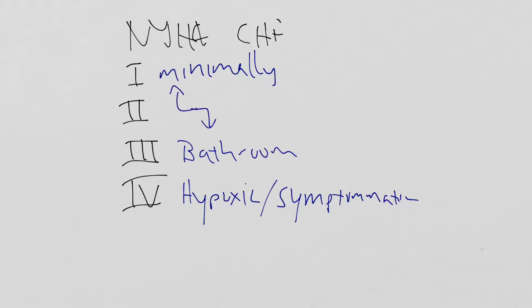So with regards to your disposition, typically Class 1 and 2 can be disposed home. Class 4 will be admitted. And then Class 3 is generally admitted unless you can get them to Class 2, in which case they can be discharged home. So this is our primer on CHF exacerbation.